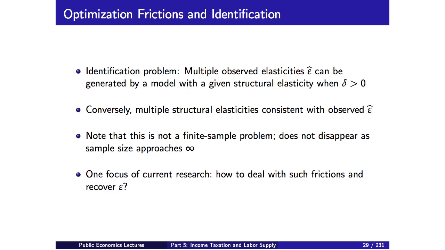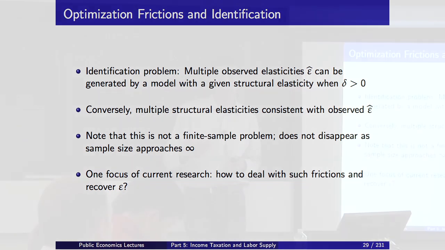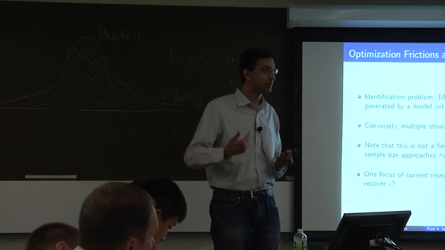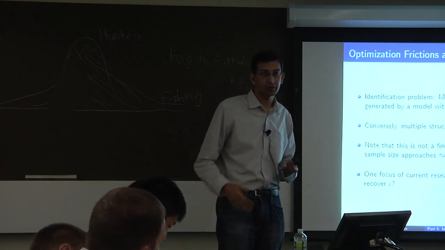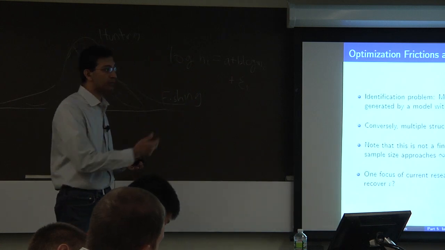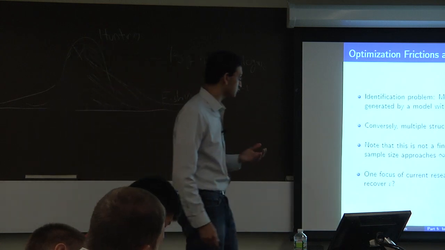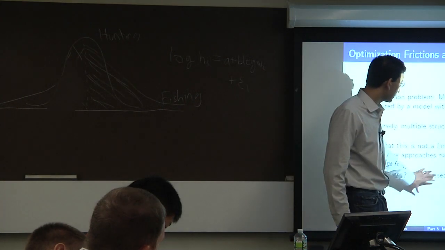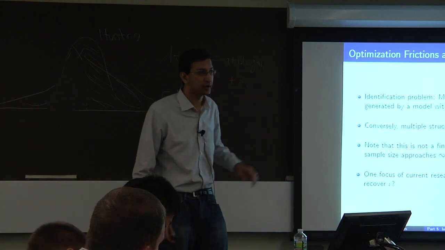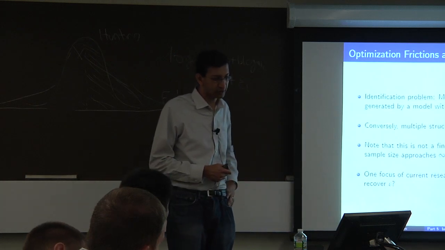One thing that I want to stress is that this is not a problem about inference. That is, it's not a finite sample problem. It's a problem that relates to identification. What we mean by that is it doesn't disappear as the sample size approaches infinity. So even if you had an arbitrarily large amount of data, you're still going to get the elasticity wrong if you have these frictions. And as I was saying, as you'll see as we go through the various parts of the literature, this is an important focus of current research.